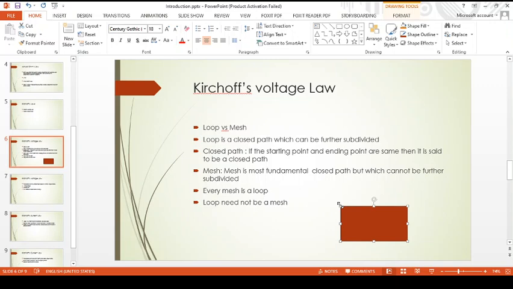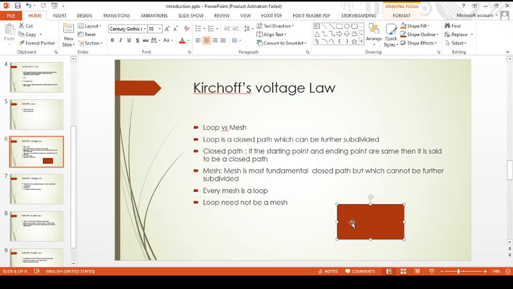So starting from one location and again coming back to the same location, it's a closed path, right? So the same concept holds here also. What is a closed path? A loop is any closed path, okay? But a loop can generally be subdivided. That is, inside one loop there can be one more loop or one more closed path, basically, right?